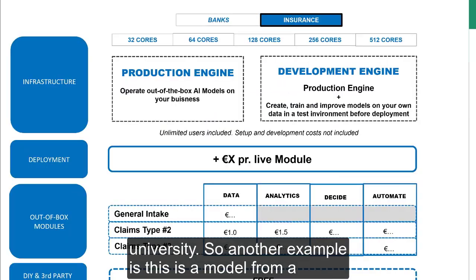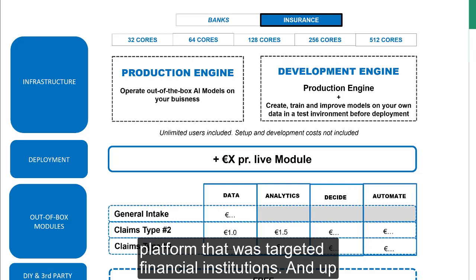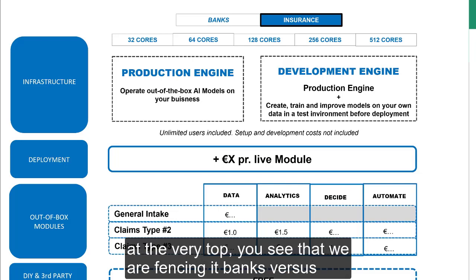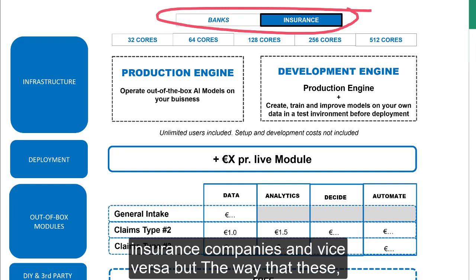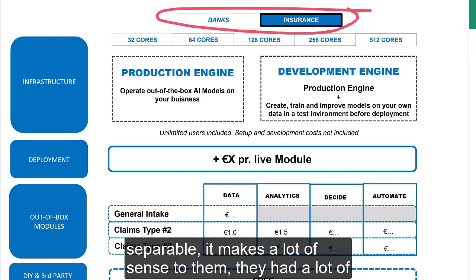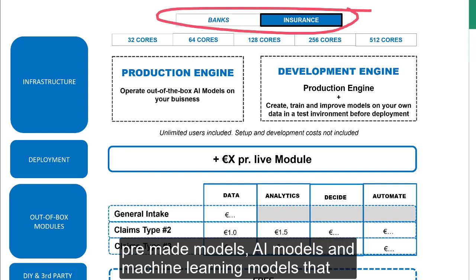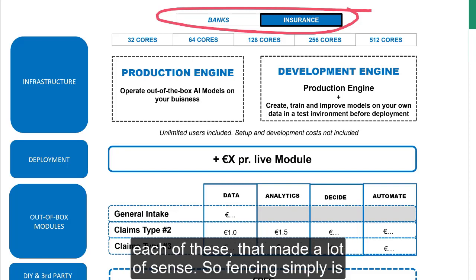Another example is a mock-up from a workshop where we were trying to create packaging for an AI platform that was targeted at financial institutions. And up at the very top, you see that we are fencing it banks versus insurance companies. I agree that sometimes banks are insurance companies and vice versa, but the way that this provider was going to market, it was very clearly separable. It makes a lot of sense to them. They had a lot of pre-made AI models and machine learning models that worked in each of these sectors that they could then put into each of these. That made a lot of sense.